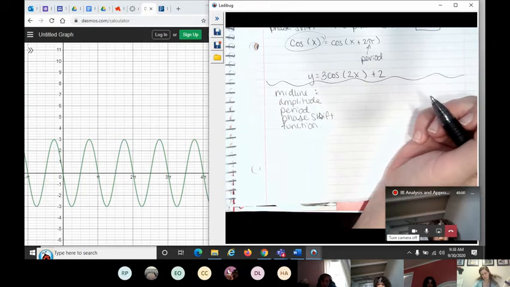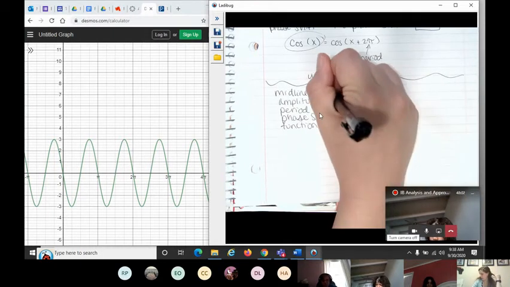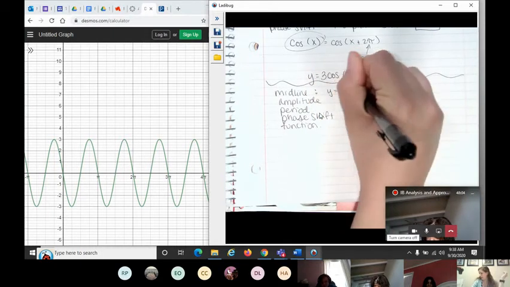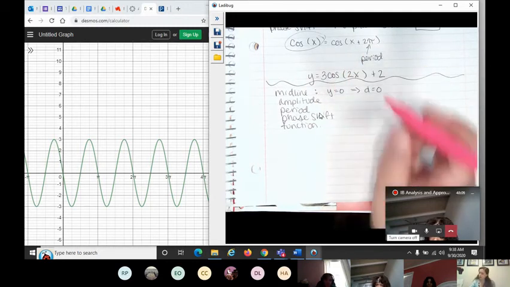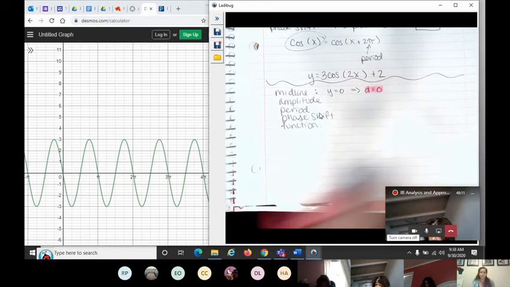Is it 0? Yeah, so y equals 0 is our midline, which means that our d value is going to be 0. Okay, we've got our d. Thank you.